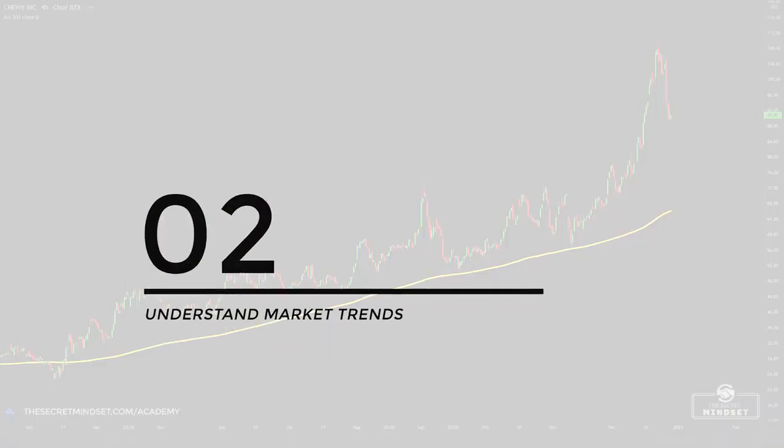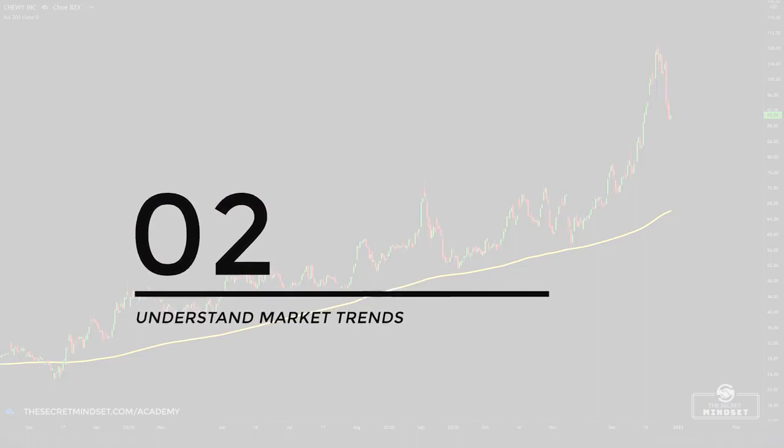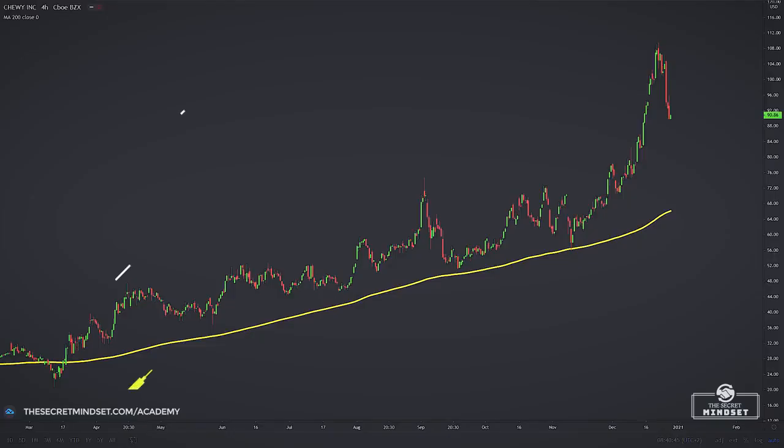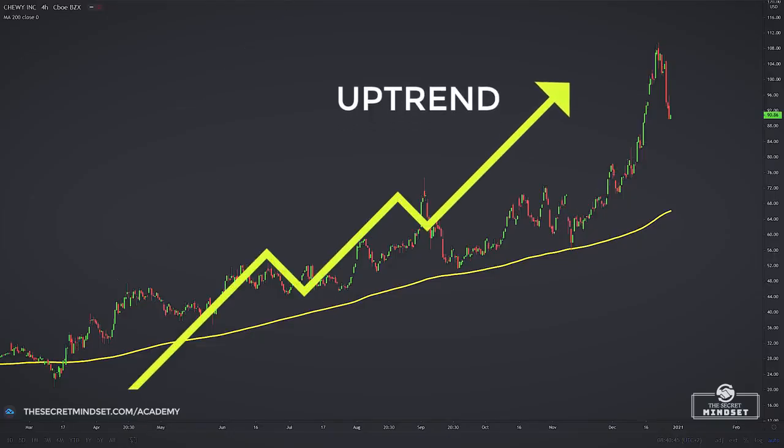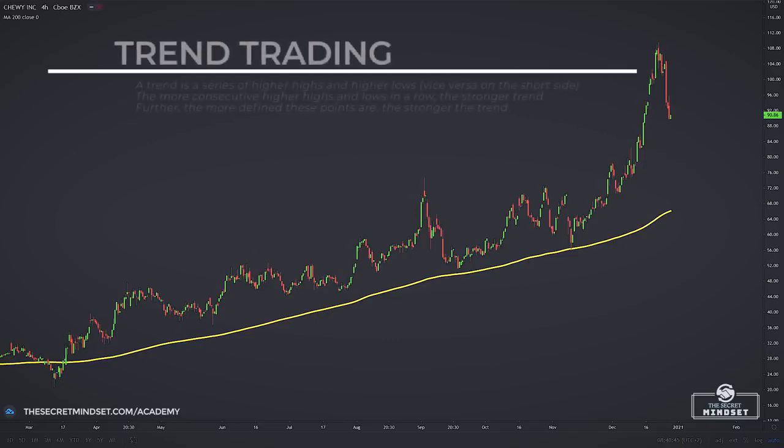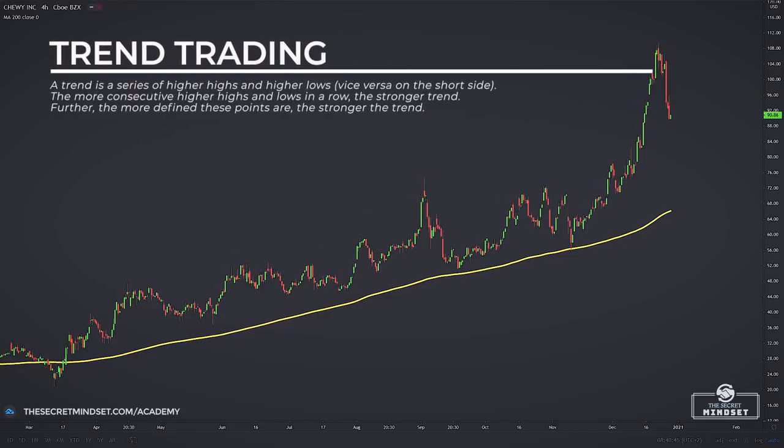Number 2. Understand the trend. A trend is the general direction in which the price is moving. The trend can go upwards, downwards, or flat. Understanding a trend helps ensure you are on the right side of a trade. For example, if price is in a downtrend, it wouldn't be wise to initiate a long position unless there are clear signs of a trend reversal.